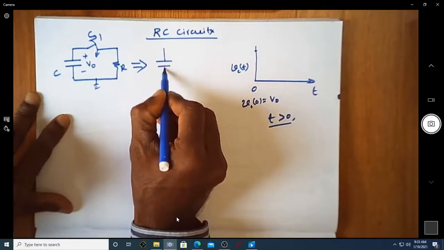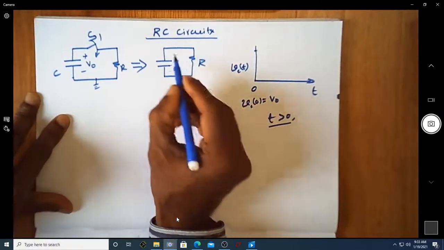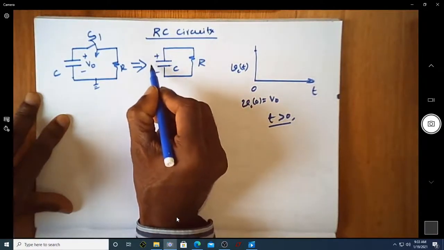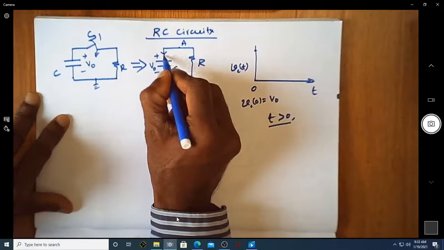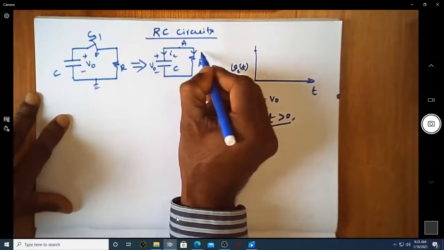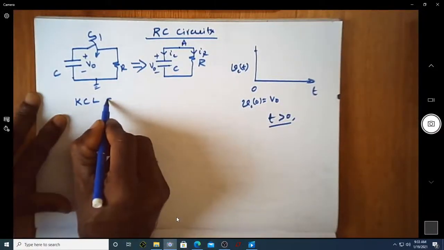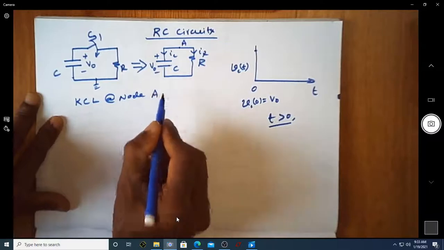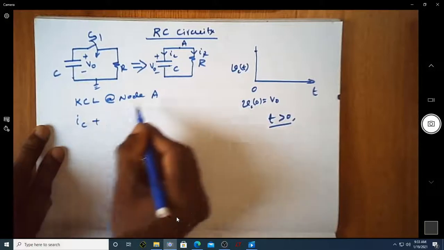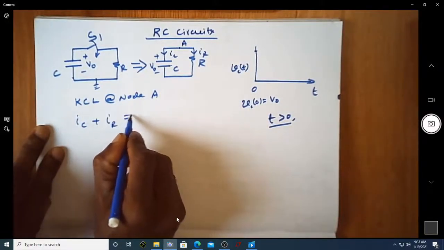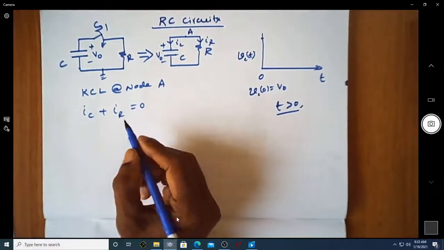When the switch is closed, this circuit will exactly look like this. This is R, this is C, and we know that this is having a voltage V0, and let us consider this as node A. So let me consider current IC, and there is a current IR. Writing KCL at node A, one of the currents leaving is IC, the other current leaving is IR, and there are no currents entering the node. So that's why IC plus IR is equal to 0.